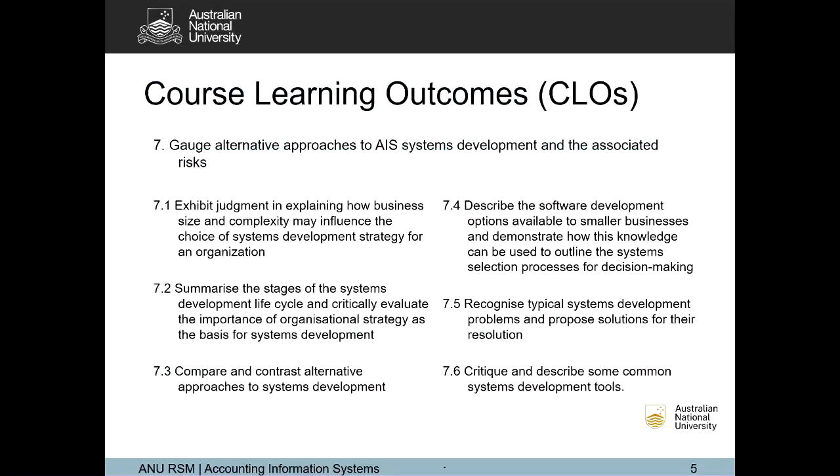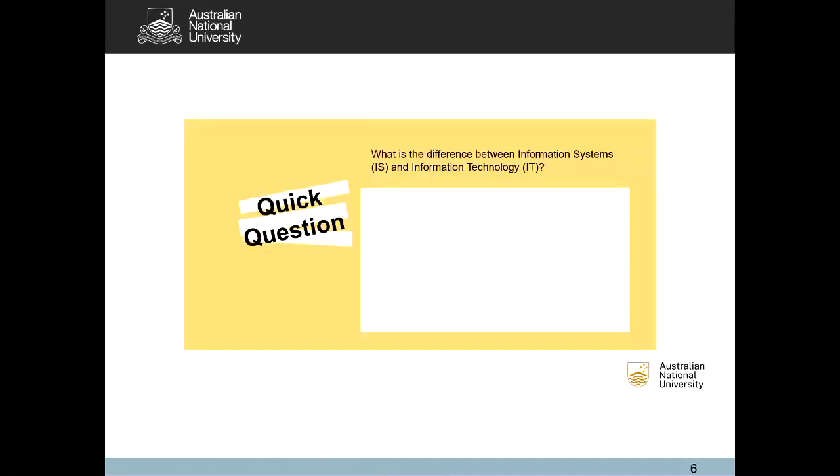Okay. So these are the learning outcomes for today. This is about system development and the associated risks attached to system development. System development is kind of projects related to IT or information system improvement. All right. What is the difference between information system and information technology? What does your instinct say? Are they the same or are they different? And if they are different, how so?